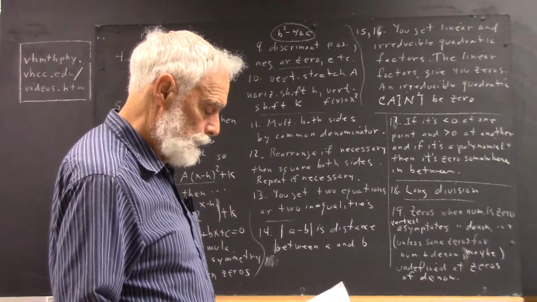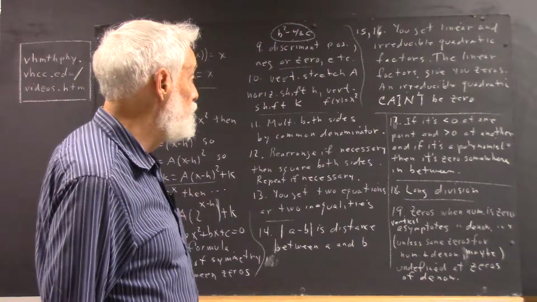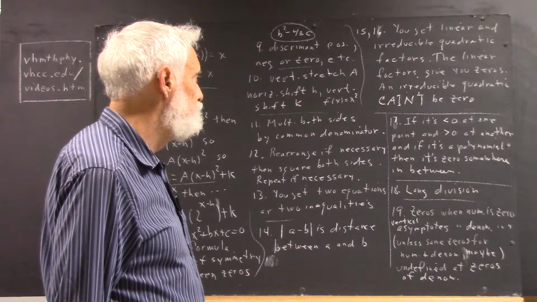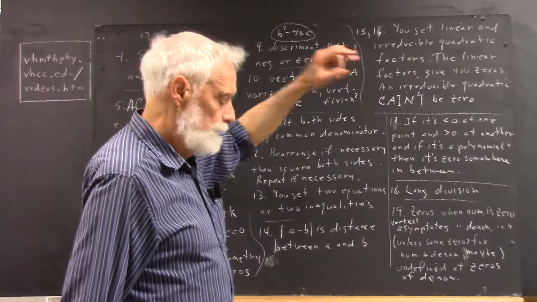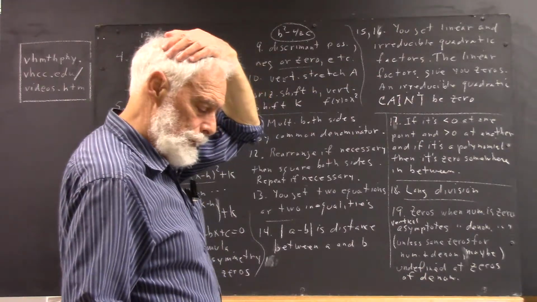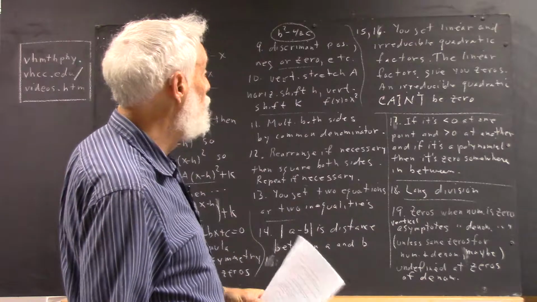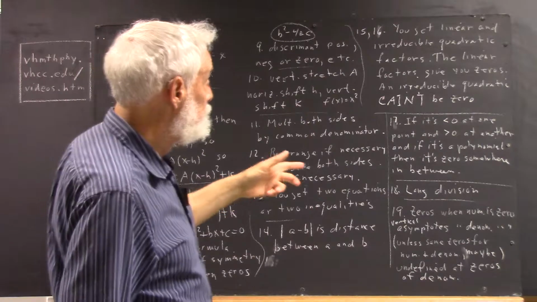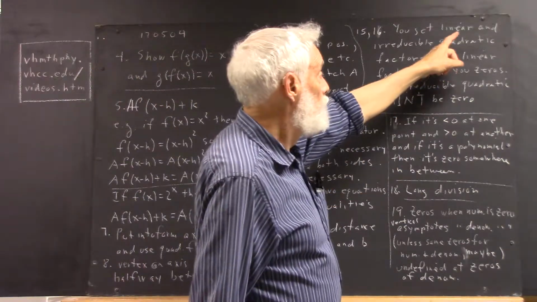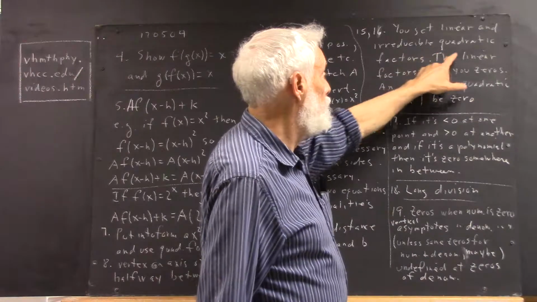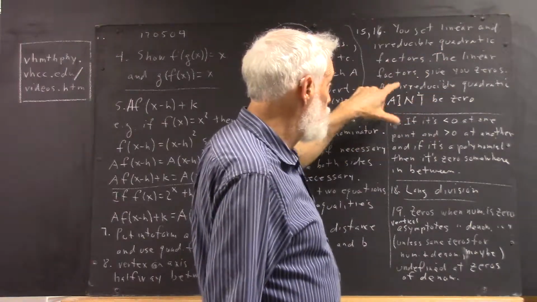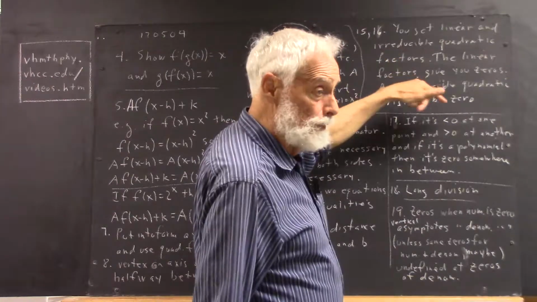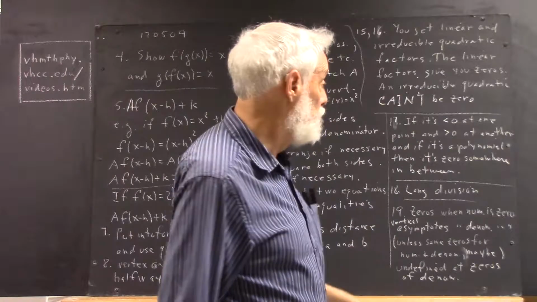Number 15, given the completely factored form of a polynomial function, sketch its graph. I'm not sure I gave you a complete result for number 15 because I was kind of looking at number 16 as well. But the point is that for a polynomial function, your polynomial function reduces to a product of linear and irreducible quadratic factors. Linear factors give you the zeros. Irreducible quadratics cannot be zero.